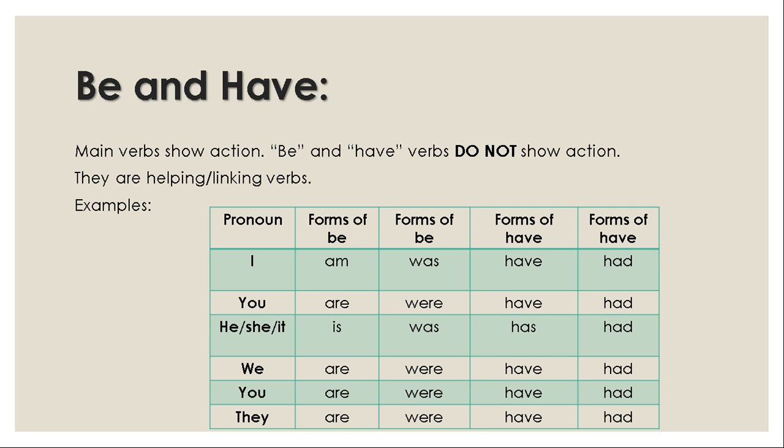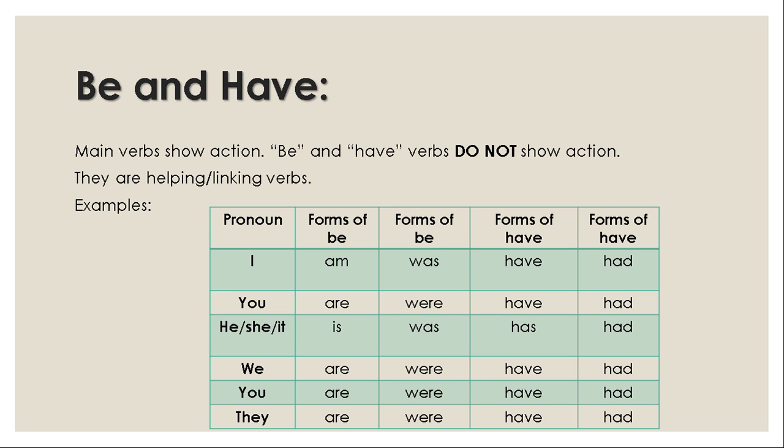So the main verbs, they always show us the action. They tell us what the subject is doing in a sentence. But helping verbs, they do not show any action. They just help the main verb to do its job. For example, if we have a sentence like I have written a letter. Have written, both of these are verbs, but have is the helping verb and written is the main verb that shows what the subject did.